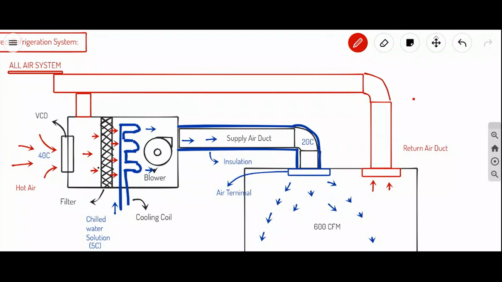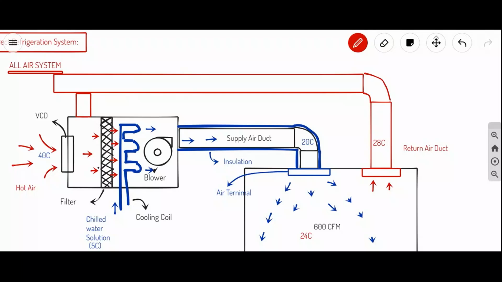By using the return air. So how can we reduce the cost? See, I am supplying 20 degrees centigrade air to the room. In the room, it may be 24 degrees centigrade, the comfort temperature. Now the return air temperature may be around 28 degrees centigrade max.